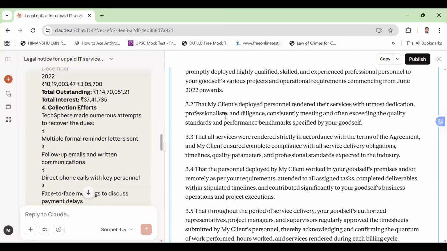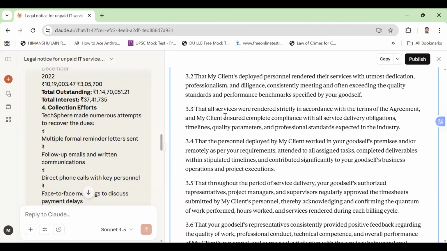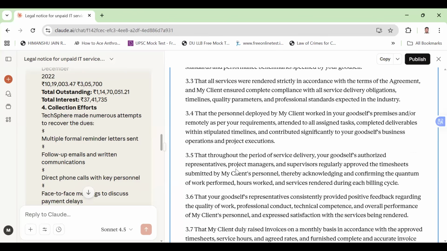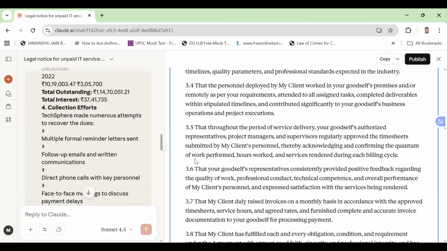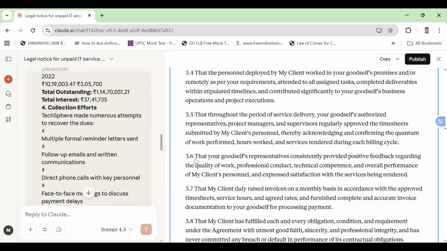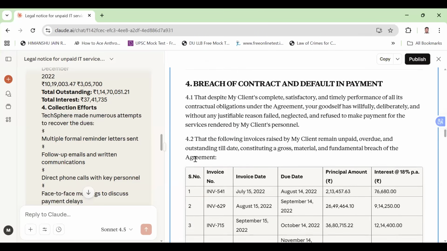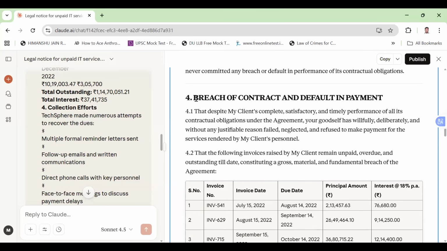That is the highest amount of time that AI can take. Okay, then these are all the context of the background that we have given, that we have done our best in the service delivery, that we have given our services within time.